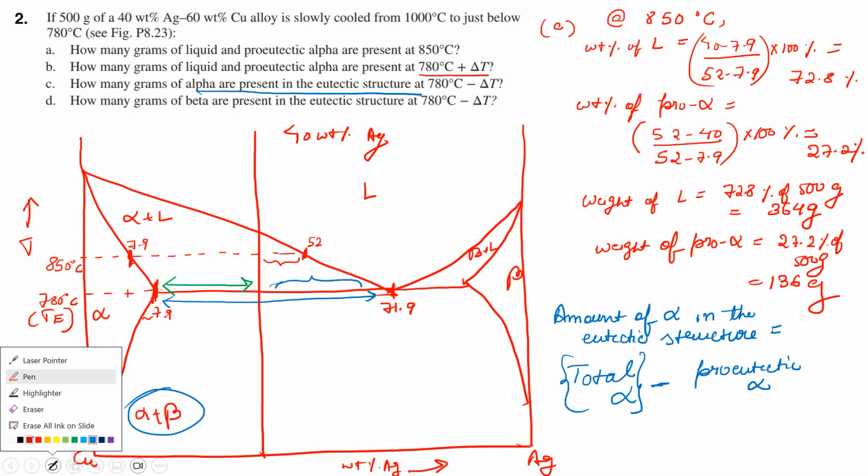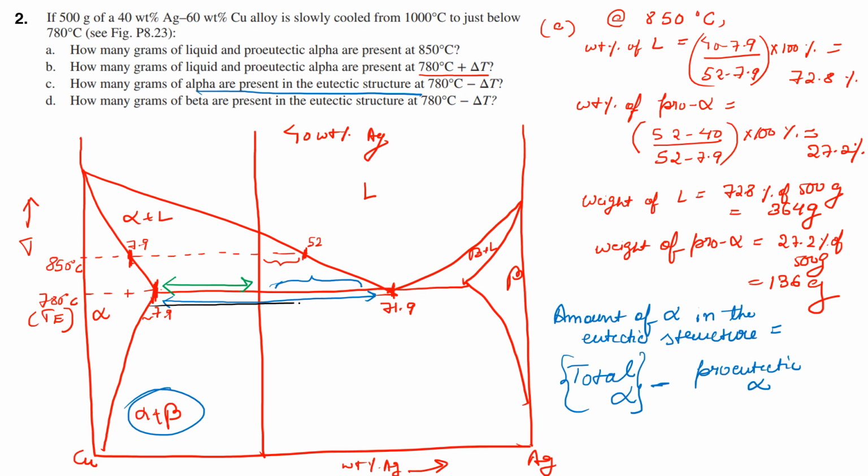Let me draw another line, maybe in black. If I draw a line like this from end to end, from 7.9 to 91.2, my tie line is spanning from pure alpha to pure beta, crossing the alpha plus beta phase. To find the total amount of alpha, we take this part of the tie line divided by the total tie line. So (91.2 minus 40) divided by (91.2 minus 7.9), times 100%, will give me the percentage of total alpha.